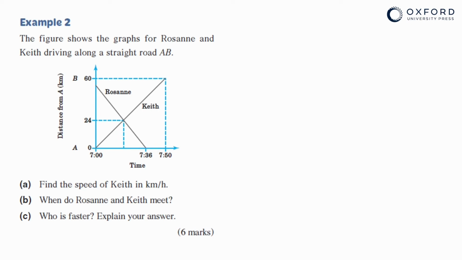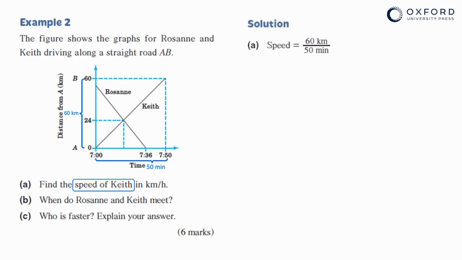Let me show you the calculation now. In part A, we have to find the speed of Keith, which equals distance over time. In the travel graph, the vertical axis represents the distance. That means Keith drives 60 km. The horizontal axis represents the time. We see that Keith uses 50 minutes to drive from A to B. So, his speed is 60 km over 50 minutes. 1 mark will be given for this expression.